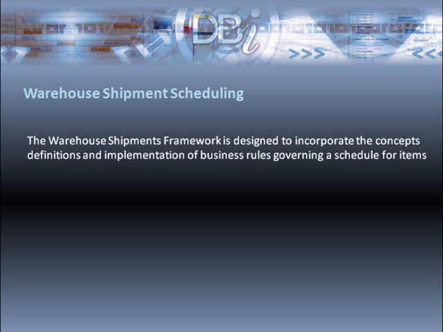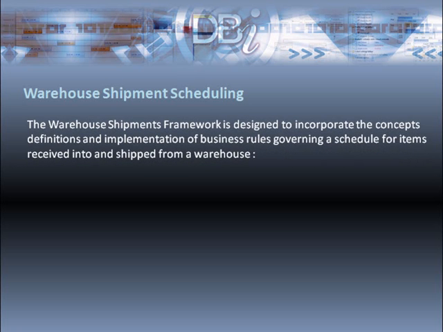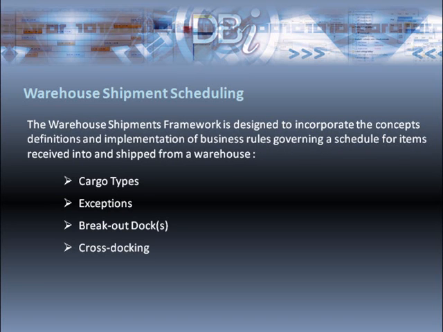The Warehouse Shipments Framework is designed to incorporate the concepts, definitions, and the implementation of the business rules governing a schedule for items received into and shipped from a warehouse. Those concepts and definitions include cargo types, exceptions, breakout docks, cross-docking, and recurrence.